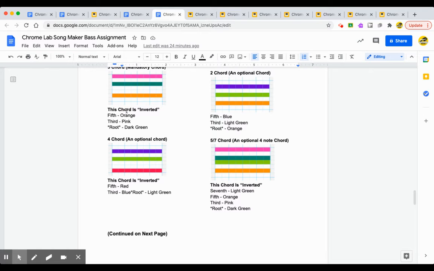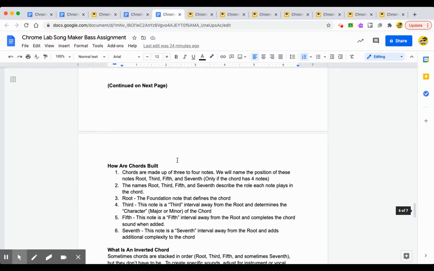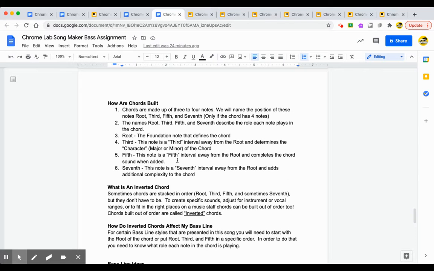And we'll talk about what that means, but that's important because not every chord is built in order. We can change that a little bit as we construct them, but that changes how you're going to use them for the bass line. So here is my 6-point description of how chords are built.